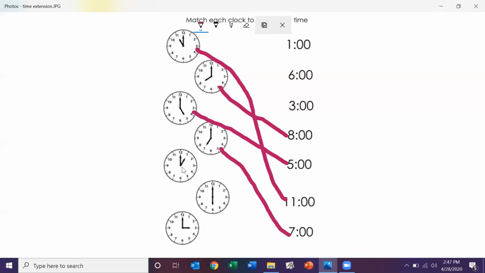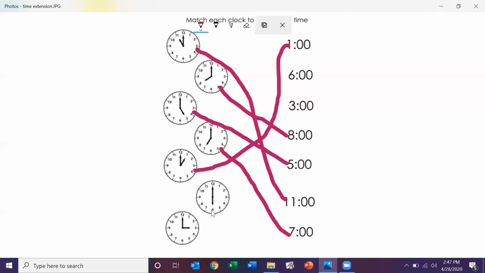What do you think this one would be? Take a look. Look where the hour hand is. I agree. It's 1 o'clock. That's all the way up here. I'm creating lots of matching lines now. We have two more. Ooh, look at this one.